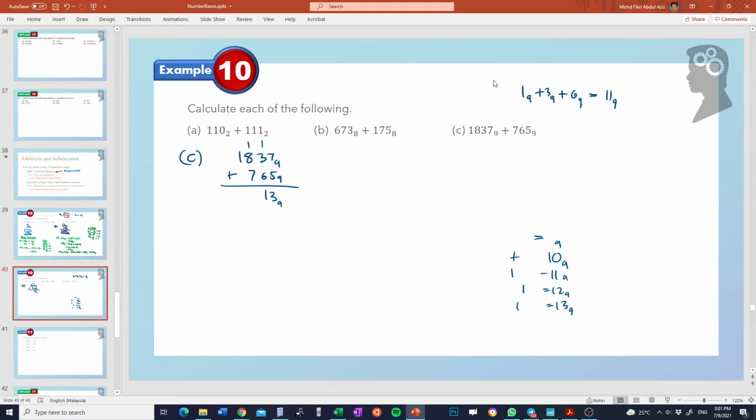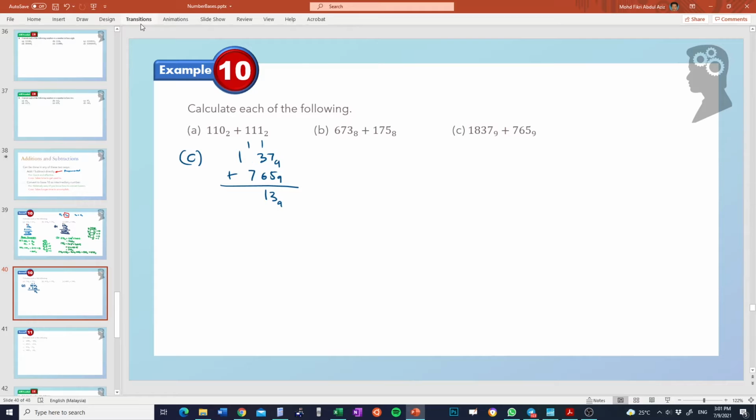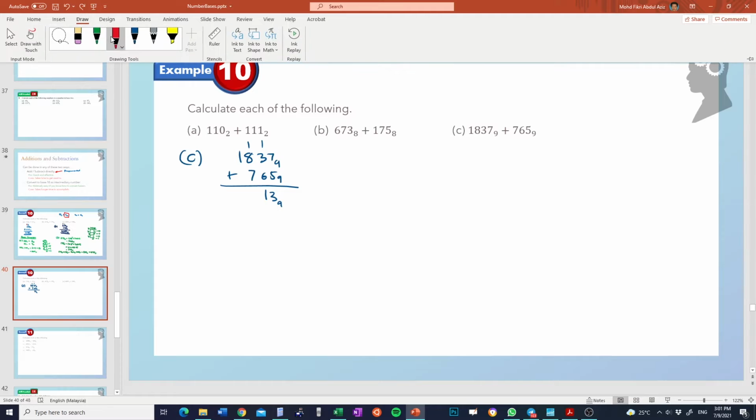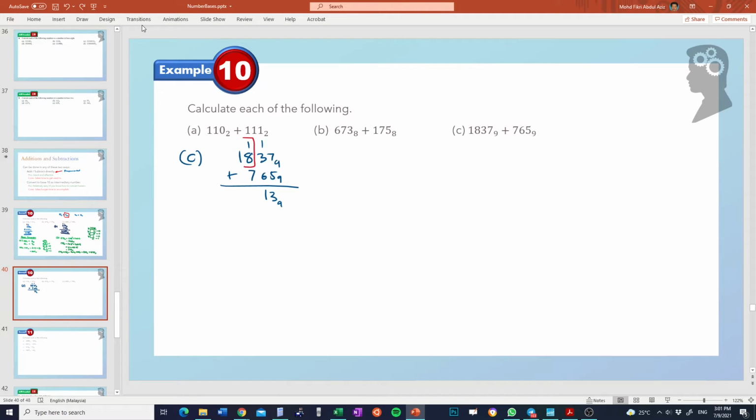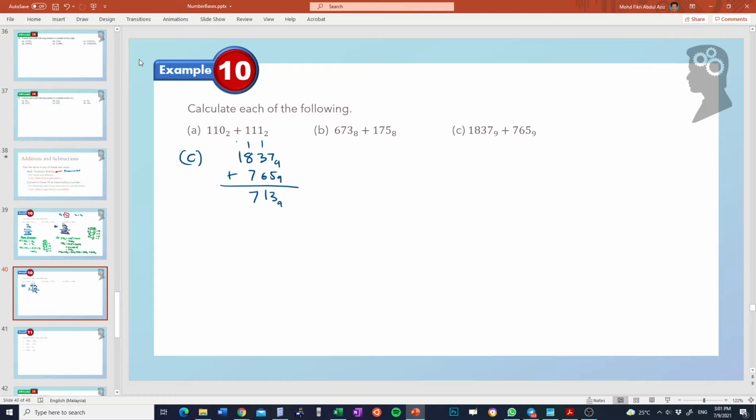Let me just delete this off. Alright. Next is to add 1 and 8. Alamak, silap. Sekejap. 1 and 8 is 9, but in base 9 is 1, 0. 1, 0 plus 7 become 1, 7. So we put 7 here and put 1 over there. So 1 plus 1 become 2. So that is the answer.